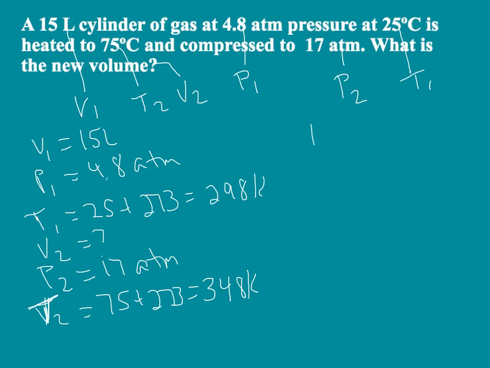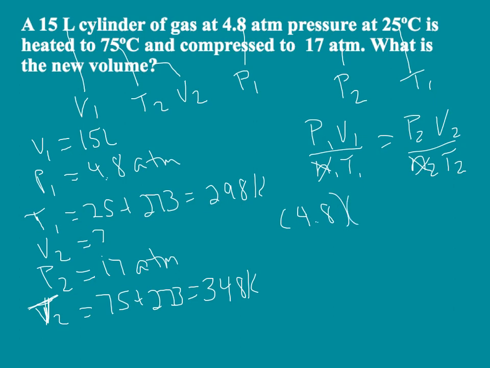So here we take our equation, P1V1 over N1T1 equals P2V2 over N2T2. And the only variable not used this time is moles. So we're going to cross out the N's. Then we're going to take pressure 1, 4.8. We're going to multiply it by volume 1, 15 liters, and take it over temperature 1, 298. Equals pressure 2, 17, times volume 2, we don't know, over second temperature, 348.